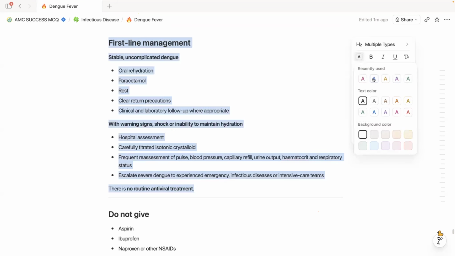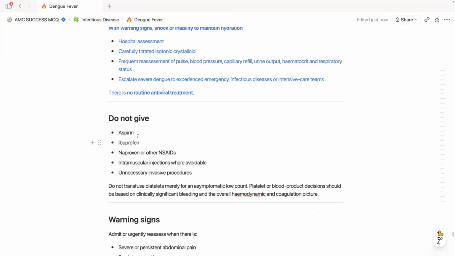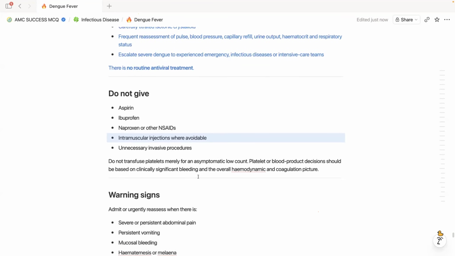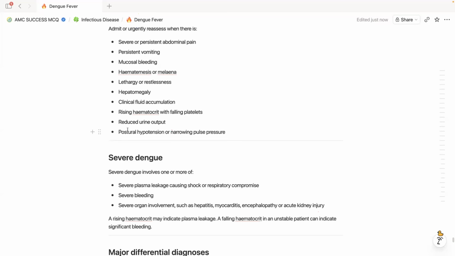So easy. And now these are the contraindications. Don't give aspirin, ibuprofen, or naproxen, and avoid IM injections and unnecessary invasive procedures where possible. Warning signs are severe or persistent abdominal pain, persistent vomiting, mucosal bleeding, lethargy, restlessness, hepatomegaly, and reduced urine output. These are all warning signs.